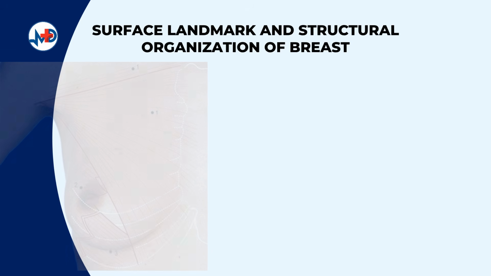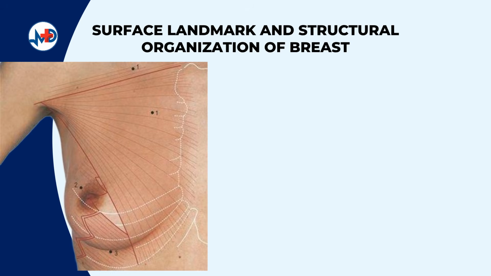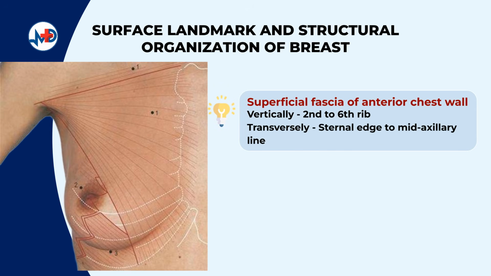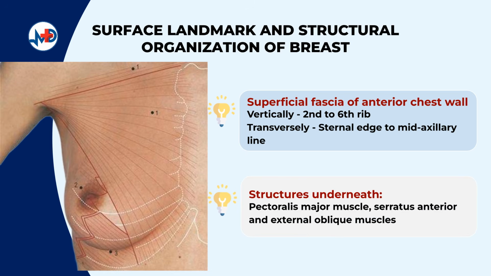The adult female breast is essentially a modified apocrine sweat gland. It's situated in the superficial fascia of the anterior chest wall, typically extending vertically from the second to the sixth rib, and transversely from the sternal edge to the mid-axillary line. It primarily overlies the pectoralis major muscle, and to a lesser extent the serratus anterior and external oblique muscles.